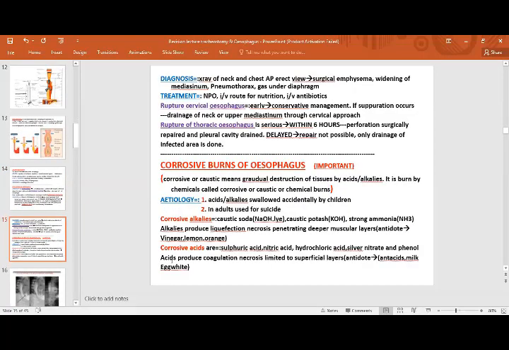So again, as I have already told you, the diagnosis could be made by an X-ray chest, AP view, and also esophagoscopy. Immediate treatment is nil per oral. We keep the whole esophagus free by not giving any feed, and we give intravenous nutrition as well as a lot of antibiotics to combat the infection.